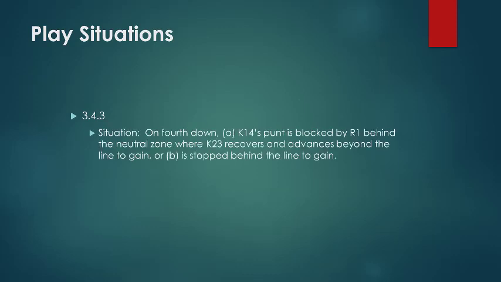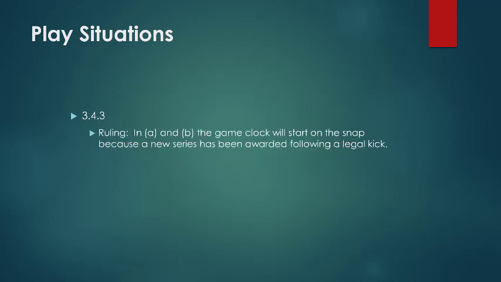Situation 3.4.3, on 4th down, in situation A, K14's punt is blocked by R1 behind the neutral zone, where K23 recovers and advances beyond the line to gain, or in situation B, is stopped behind the line to gain. In situation A and B, the game clock will start on the snap because a new series has been awarded following a legal kick. So in situation A, Team A made the line to gain, so they're going to get a first down. In a normal first down kind of a situation, we would start the clock on the ready for play, but in this case, a new series is being awarded following a legal kick, so we're going to start the clock on the snap.